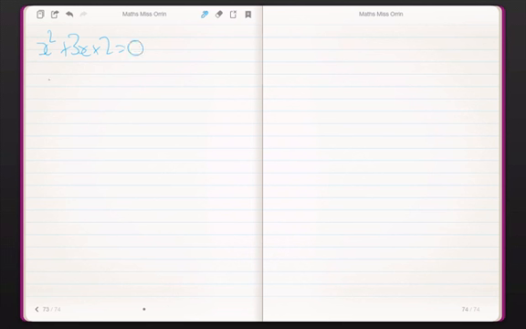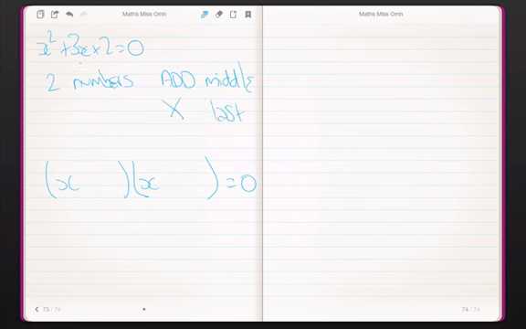What we're going to do is find two numbers, so that we can have x plus or minus something, x plus or minus something. We need to find two numbers that add to the middle term and multiply to the last term. So two numbers that add to 3 and multiply to 2. Really not that hard this time. It's just 2 and 1, isn't it? Because 2 times 1 is 2, and 2 plus 1 is 3.